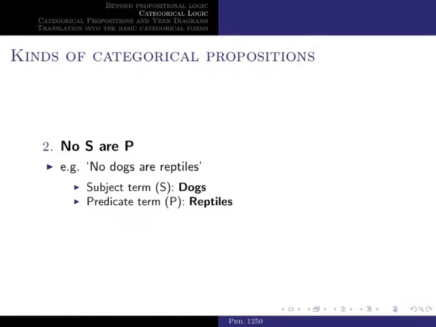The second form is no S is P. So you can see that this form is just like the first one, except that instead of all, we have no. An example of this form is no dogs are reptiles. Then the subject term is dogs, and the predicate term is reptiles. The third form is some S are P, or some S is P. Again, this is just like the first form, except that instead of all, we have some. An example is some dogs are poodles. So the subject term is dogs, and the predicate term is poodles.